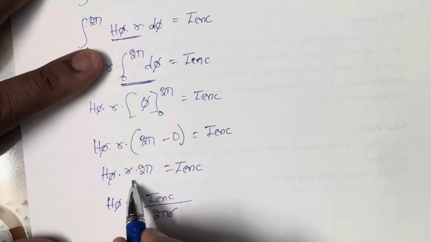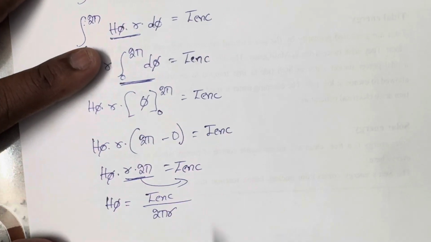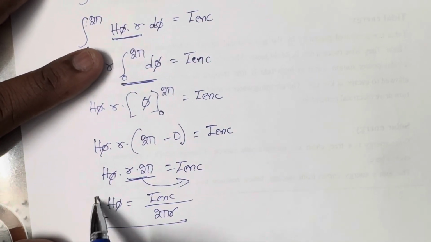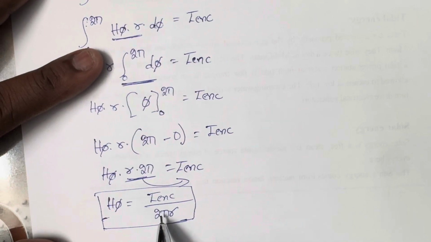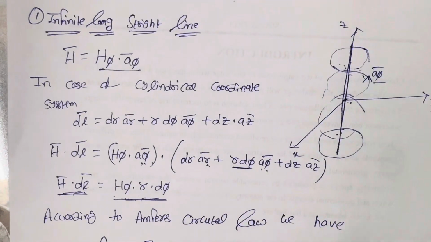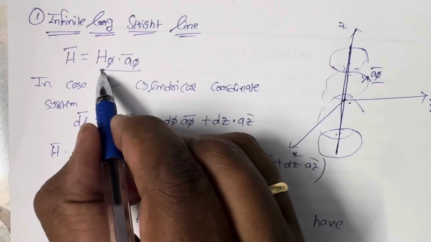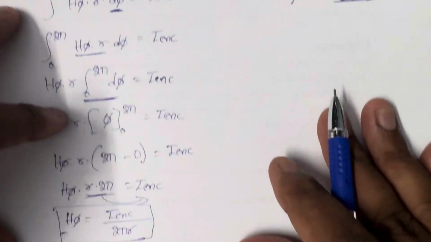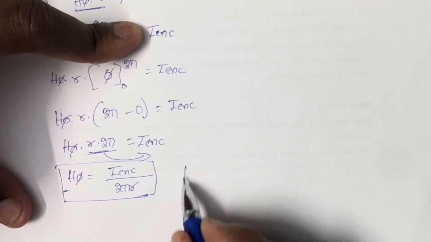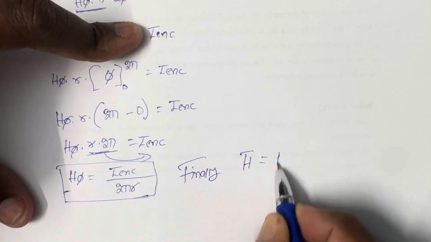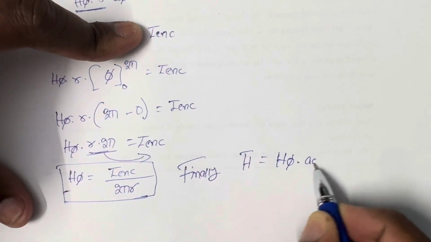I enclosed by 2 pi r, where I moved 2 pi r to this side. It is the expression for H phi, that is the magnitude only. Look here: actually, H bar is H phi into a phi bar. So finally I am writing H bar equals H phi into a phi bar.